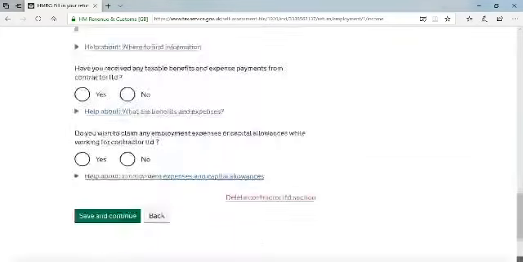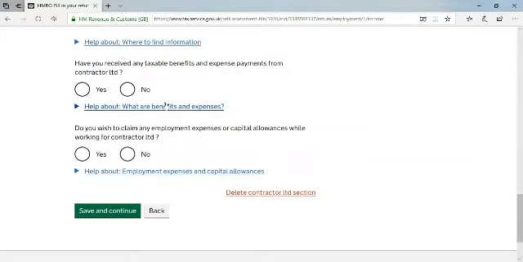Now moving down, we move on to employment benefits. Have you received any taxable benefits from your contractor limited company? No, but if you were, I don't know, maybe giving yourself a company car or paying rent, that kind of thing for it, that would actually be seen as a taxable benefit, so you would need to declare it here.